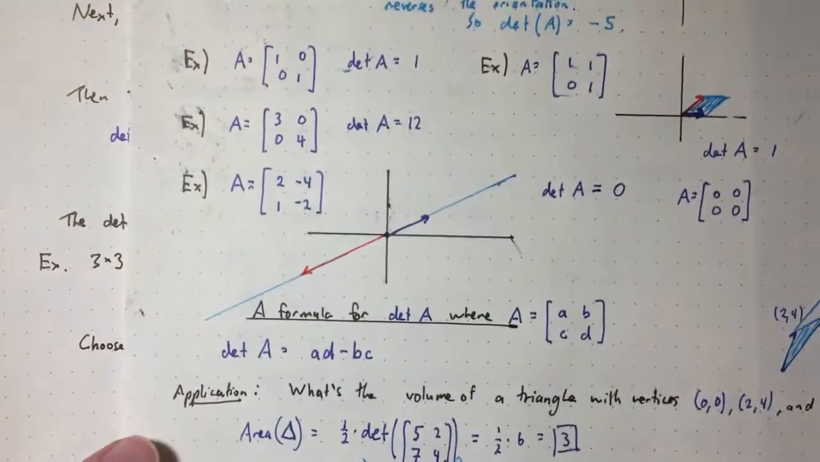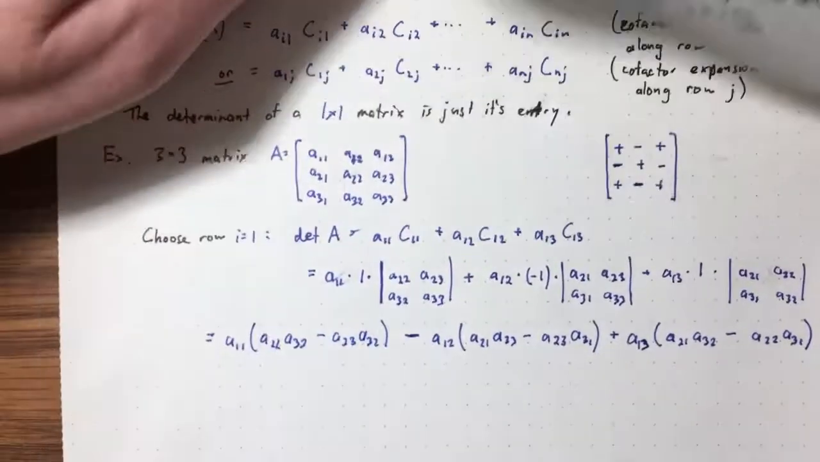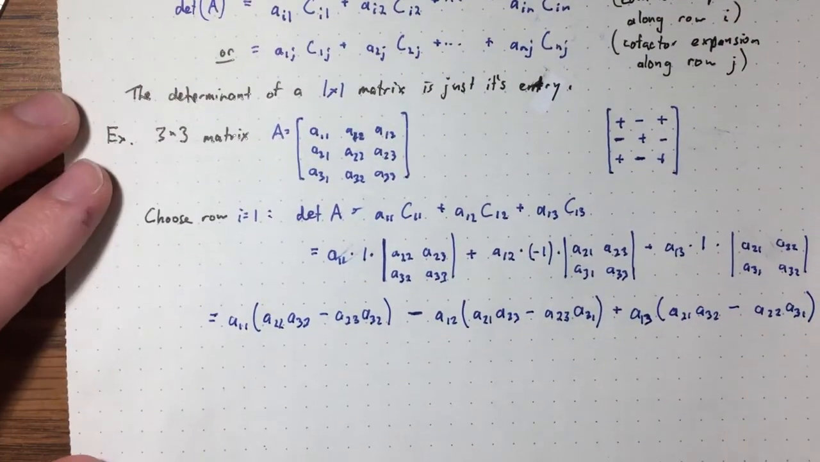This is getting very long very fast, right? This is 2 by 2. This is the 3 by 3. Imagine how long the 4 by 4 one will be.